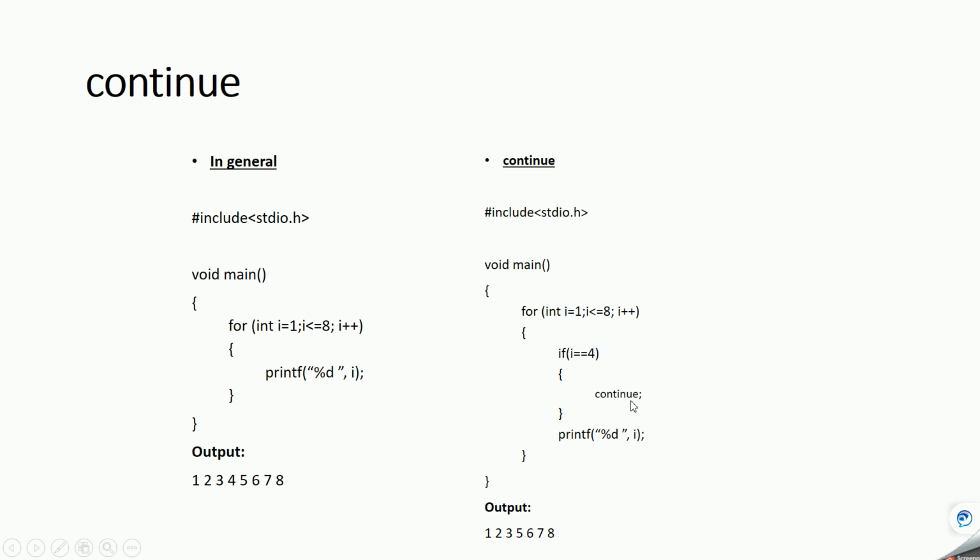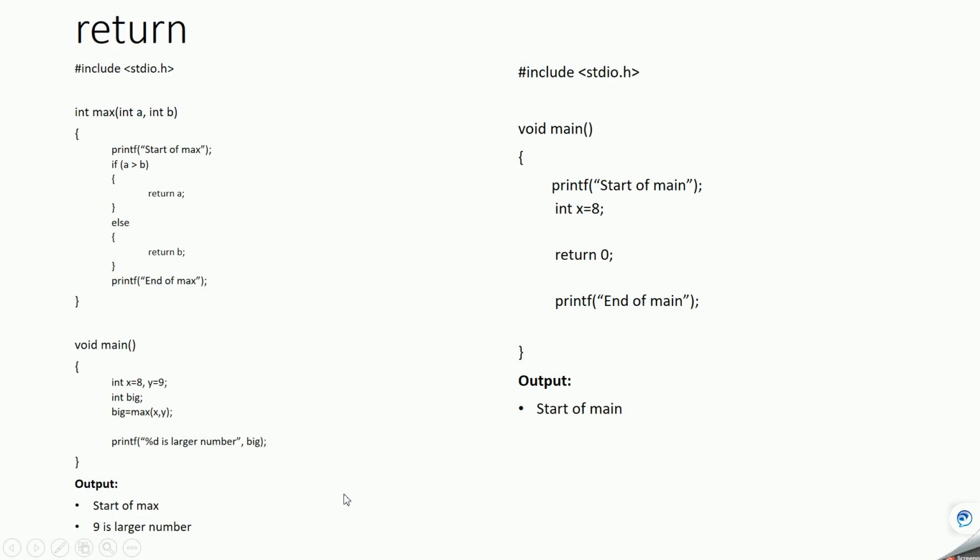So at that time you will use the continue statement. Okay, so let's see another programming example of return. So how does return work? As we know, return is a control termination statement. Now let's see how it works.